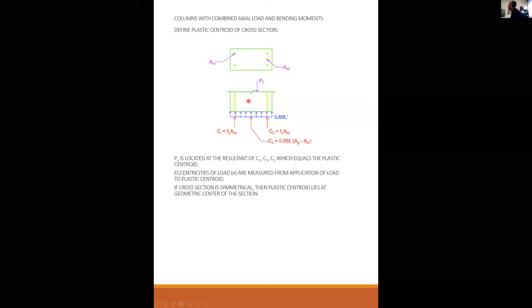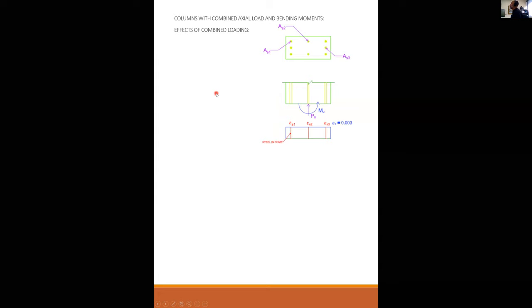Okay. So let's look at the effects of combined loading. Here's my column section. I have areas of steel 1, 2, and 3. Looking at a side view, I have my concrete column and I have my rebar 1, 2, 3. I have an applied axial load. The applied axial load is always assumed to go through the centroid, but the moment.